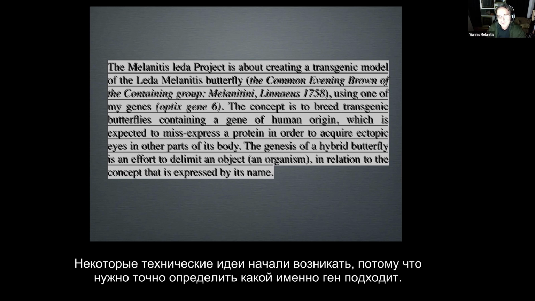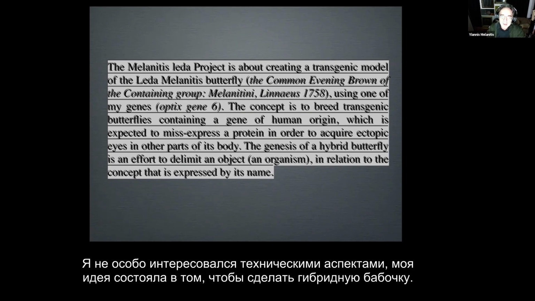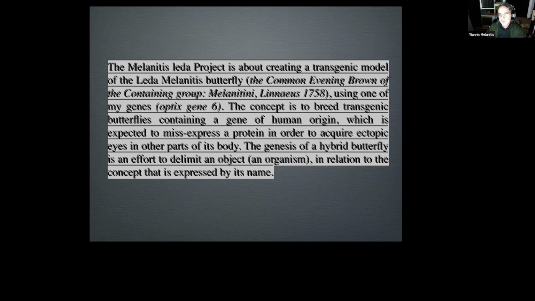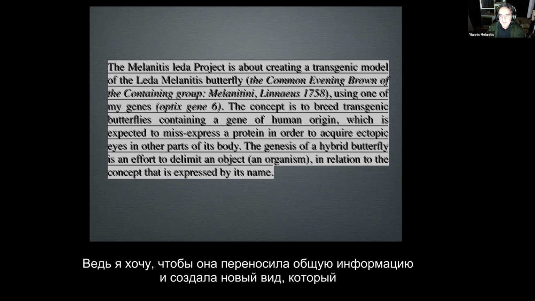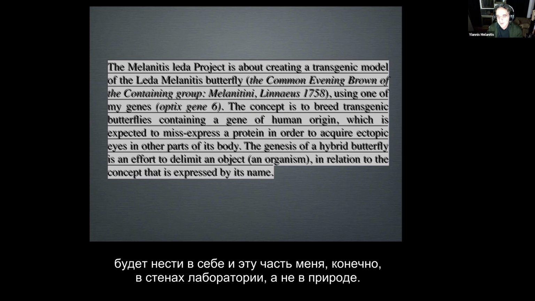You have to define which gene exactly would be proper. And actually, I didn't care so much about the technicality. The idea was to make a hybrid butterfly because I wanted to share the common information and have a new breed that will carry also this part of me inside it. Of course, always in the lab, not in nature.